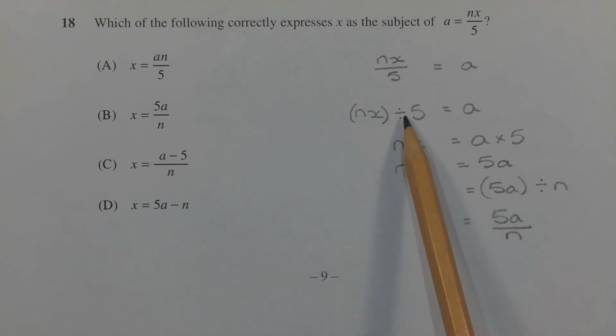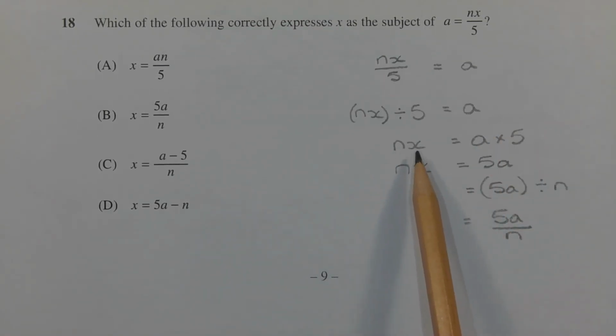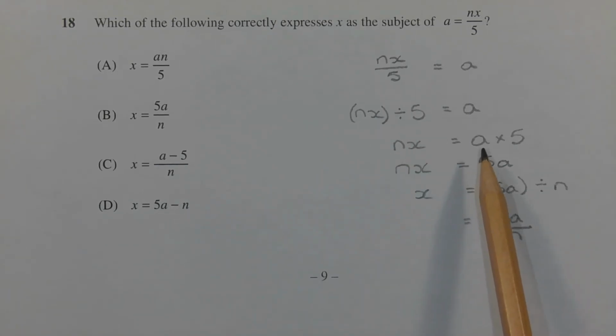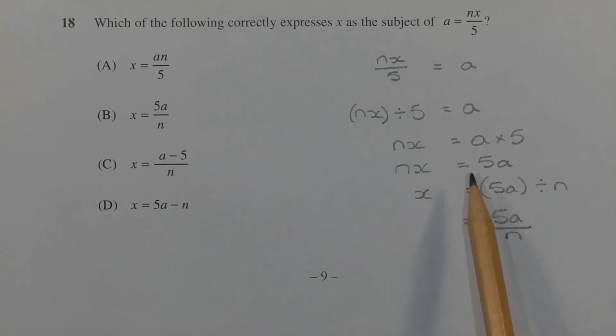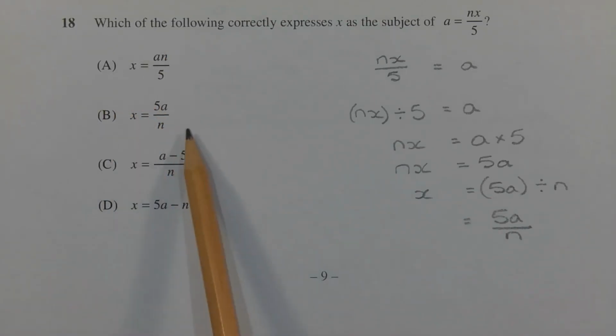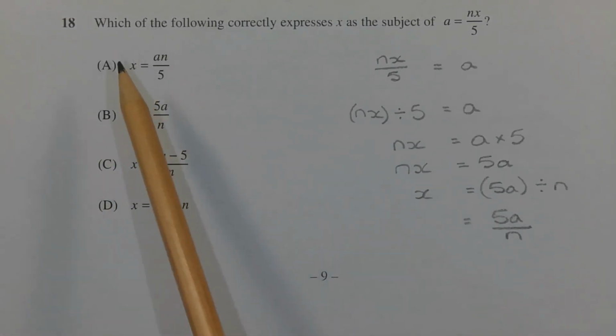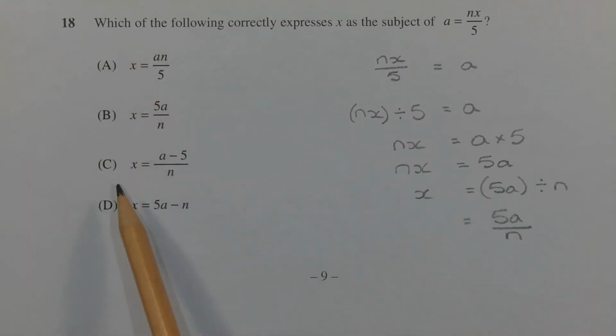So this divide by 5 moves over to the other side and it becomes times 5. So the equation becomes nx, or n times x, is equal to a times 5. And that can be written in shorthand, so we can write it as nx is equal to 5a. So if we go to our options, we can see we have a 5a here, option B. We also have a 5a here in option D. So already we can eliminate options A and C.